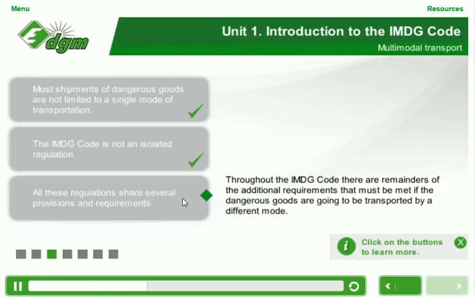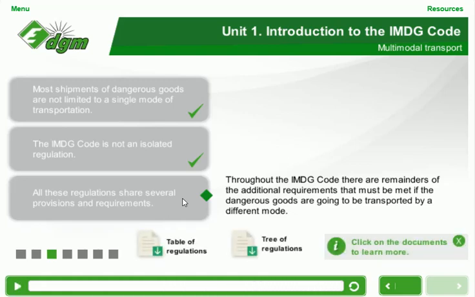Throughout the IMDG Code, there are reminders of the additional requirements that must be met if the dangerous goods are going to be transported by a different mode. Click on the documents to see more information.